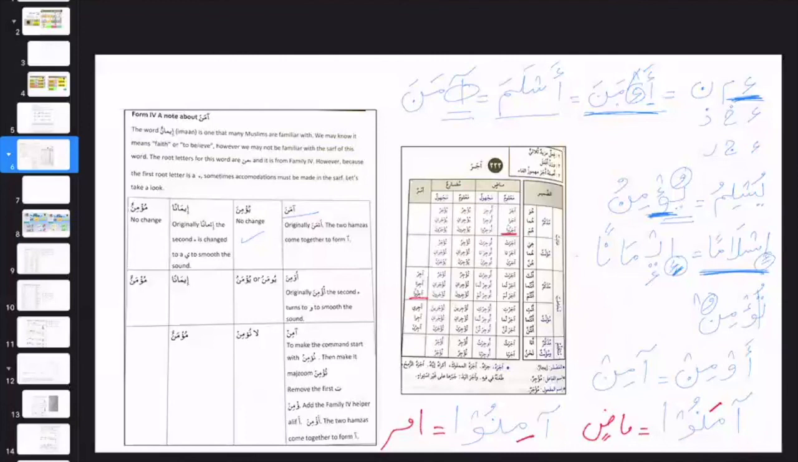Okay, so these are the kind of changes for the fluency we need to bring, and that is always happening when we have family 4 and the first root letter is hamza. So we always need to consider these changes then. Okay, then what else? So amana yu'minu imanan, and then mu'minan is kind of the same thing that happens over here in mudari'. Okay, so mu'minun, and then umina.